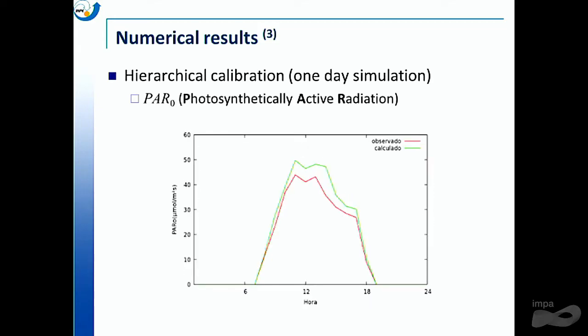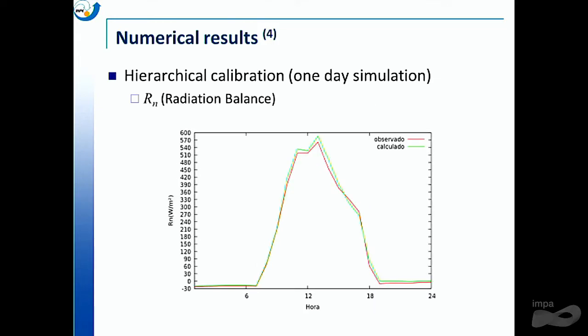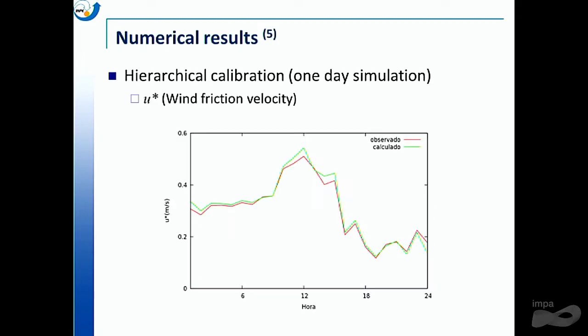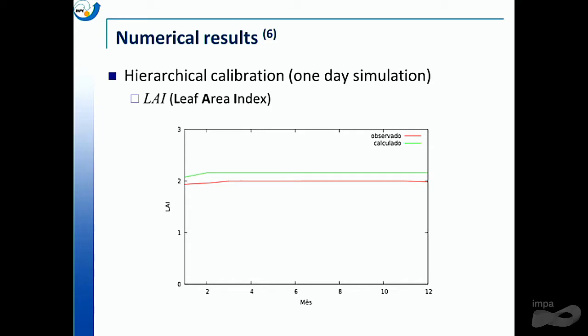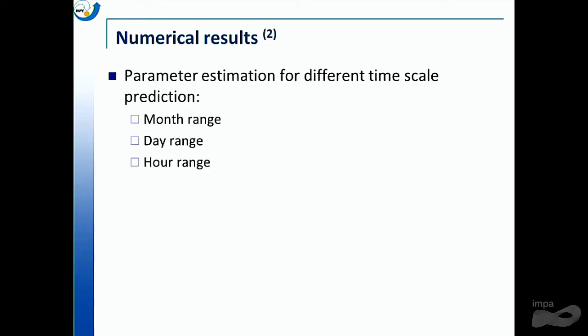Well, the idea, for example, this is one thing that you can measure, this photosynthetically active radiation, PAR. And this is observed in a red curve, and the green is computed from our model. And this is a radiation balance. Other functions are wind friction velocity and leaf area index.